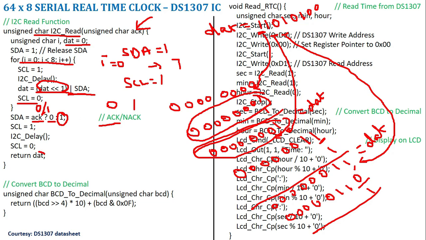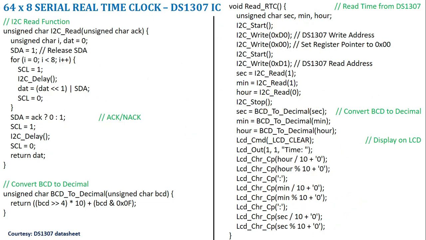Then finally we return the data from this module. After receiving all the 8 bits, we send that value back. So that is how we read the data using the I2C module. Next, we have to convert our BCD value to a decimal value.